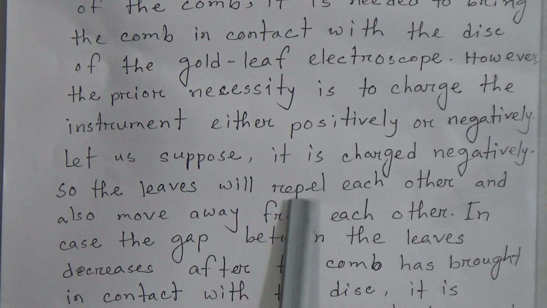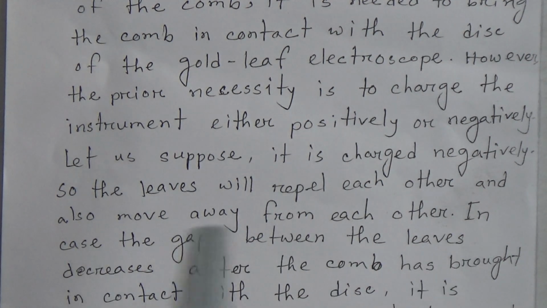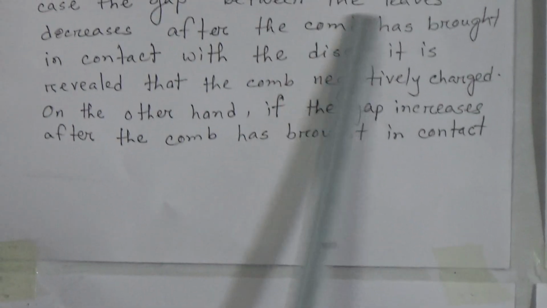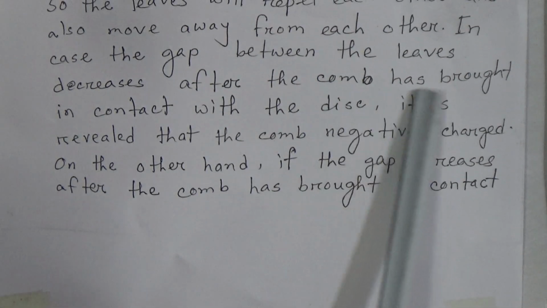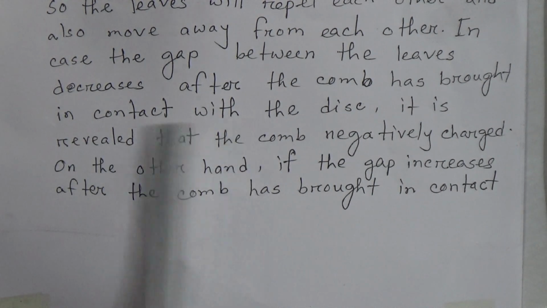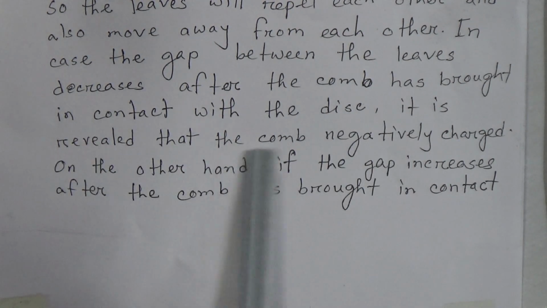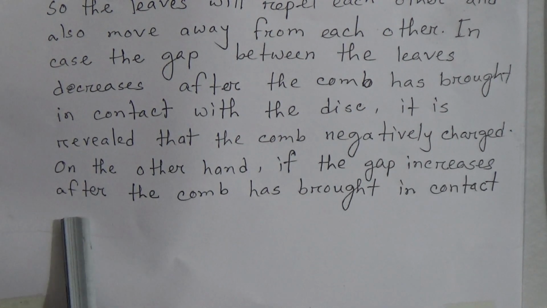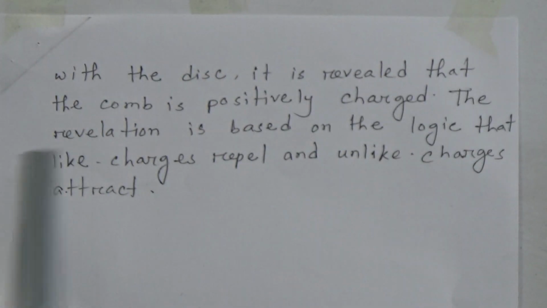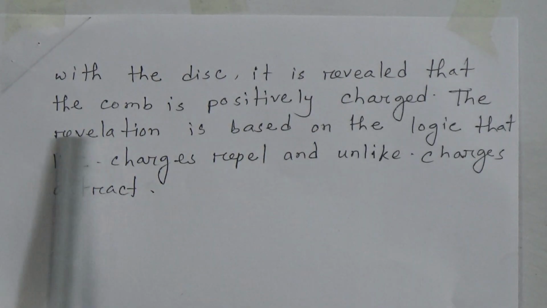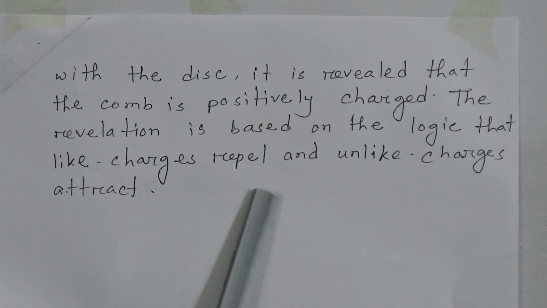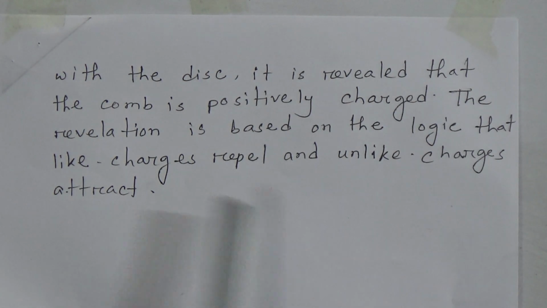So, the leaves will repel each other and move away from each other. In case the gap between the leaves decreases after the comb has been brought in contact with the disc, it is revealed that the comb is negatively charged. On the other hand, if the gap increases after the comb has been brought in contact with the disc, it is revealed that the comb is positively charged. And the revelation is based on the logic that like charges repel each other and unlike charges attract each other.